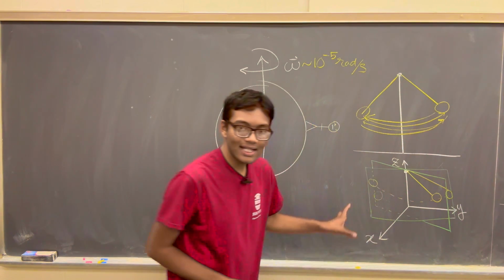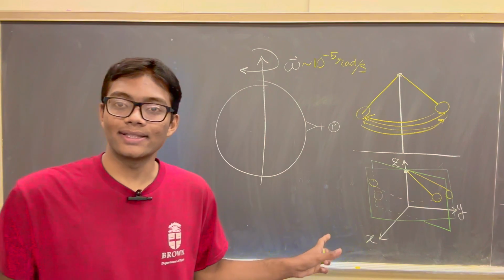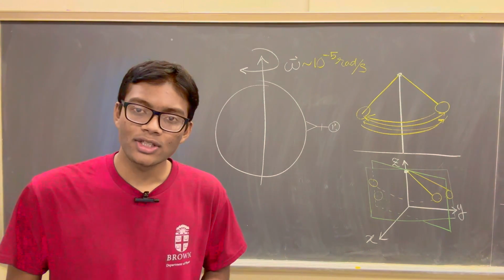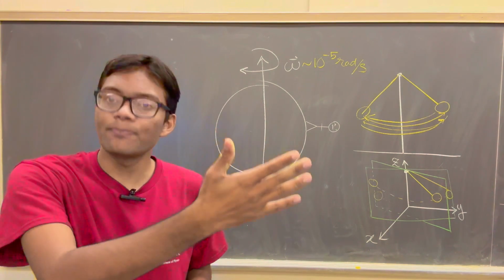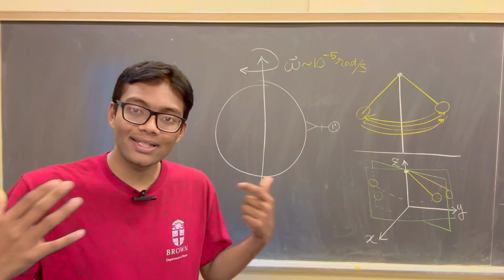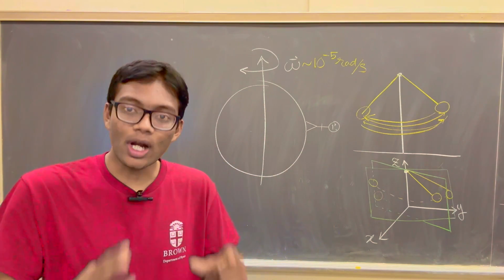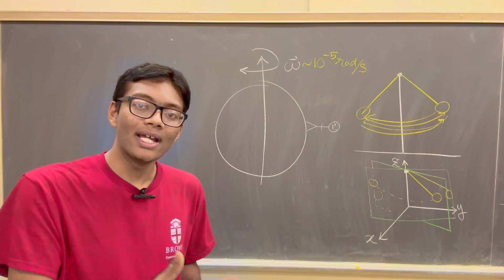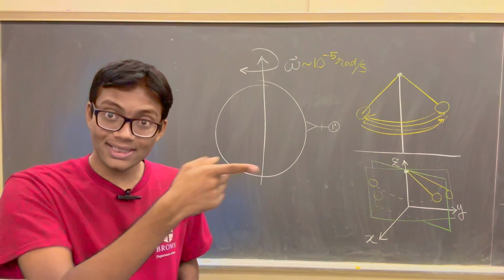Now, I understand that it's very difficult to visualize this just from a blackboard picture. So let me show you an actual experiment that uses a carousel and a tripod on a carousel to demonstrate the effect of a Foucault pendulum. Let's take a look at that.